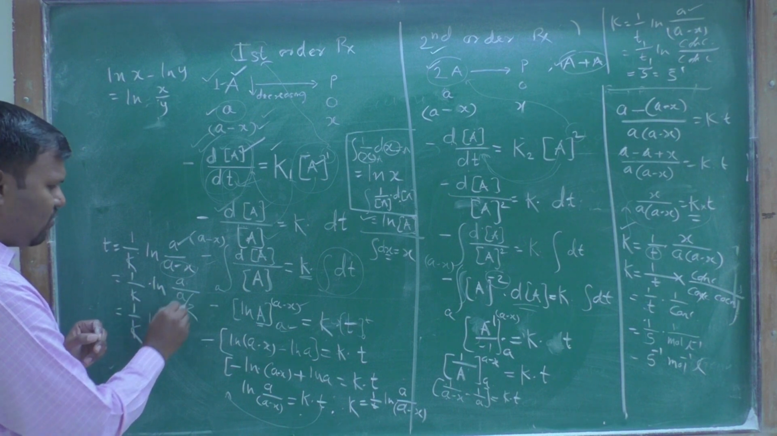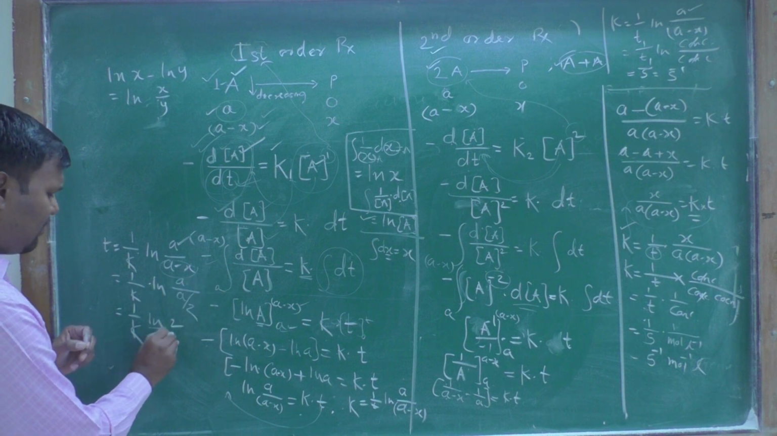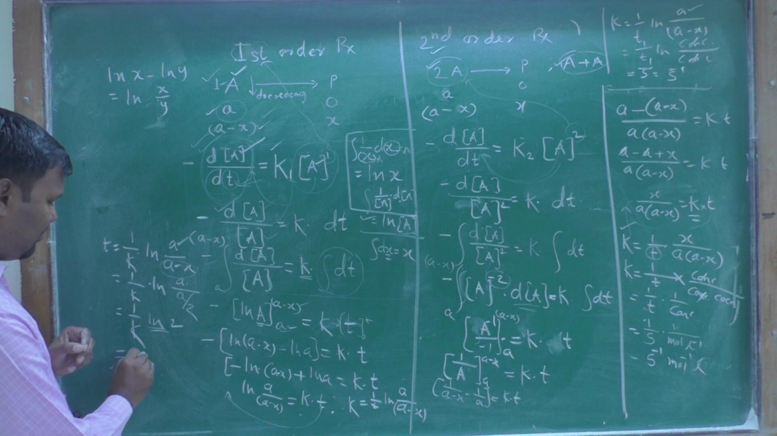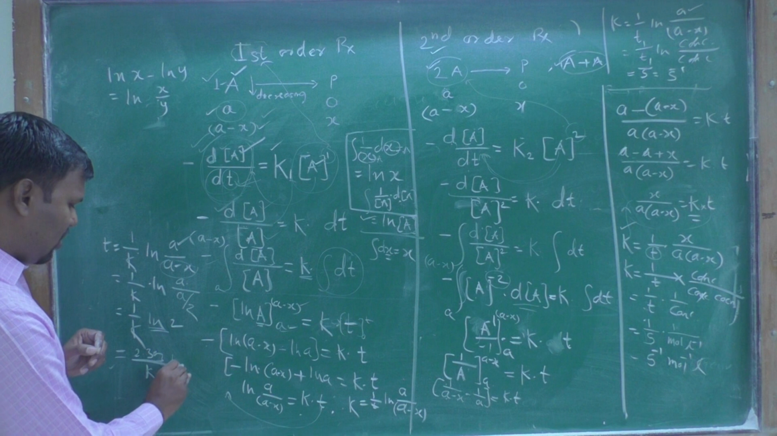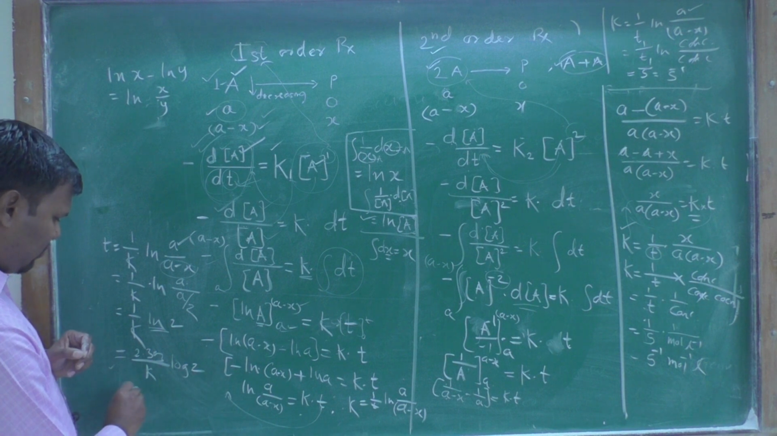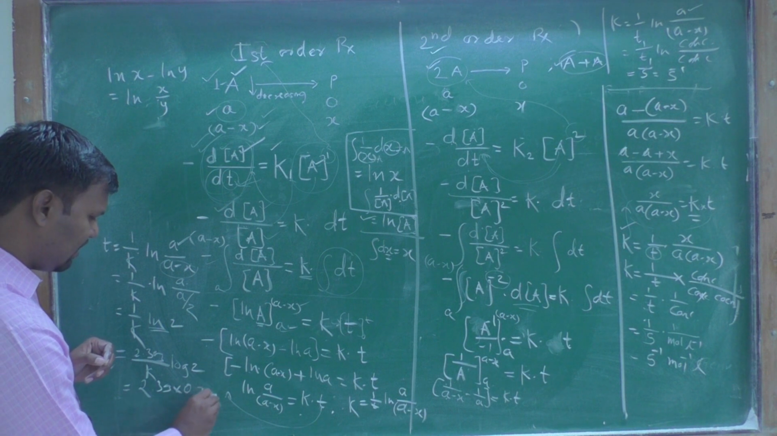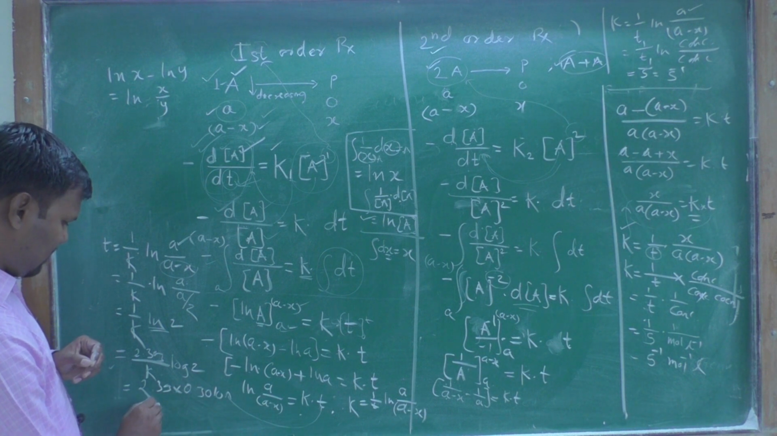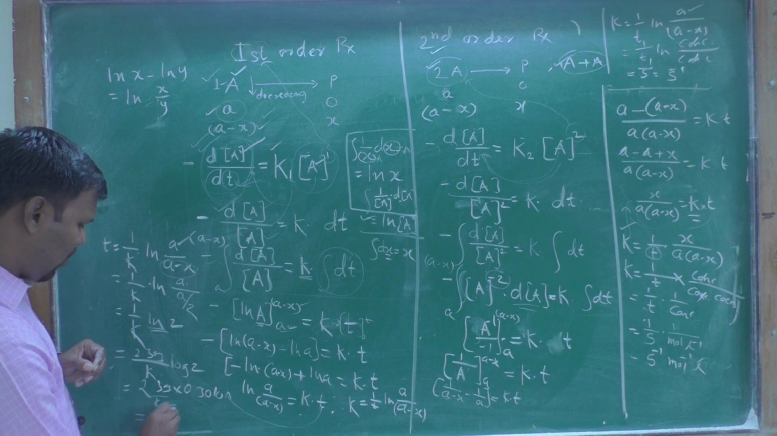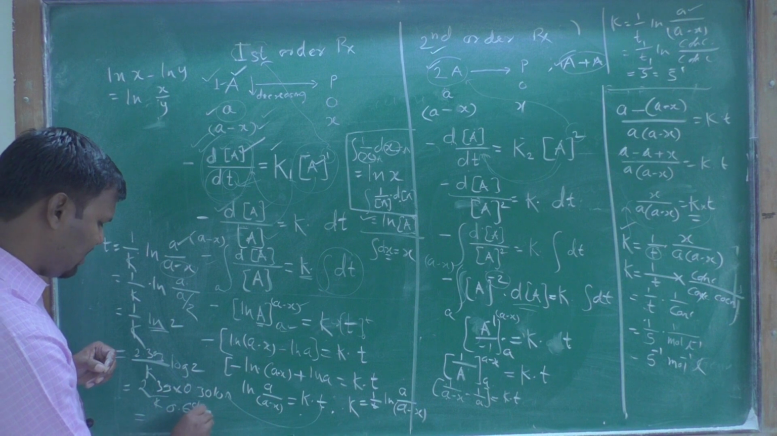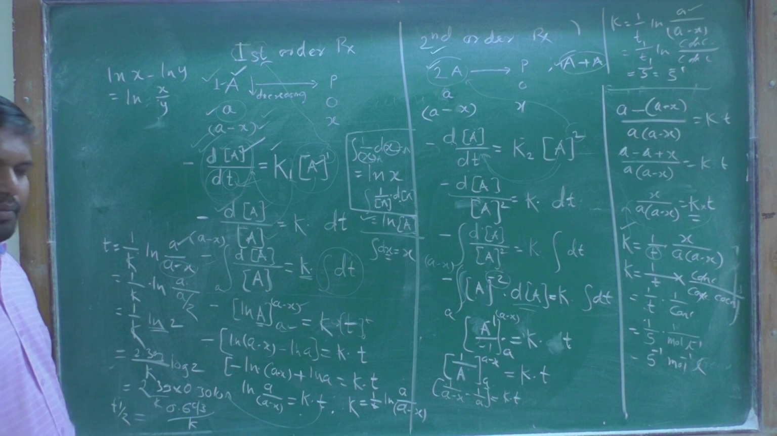ln a cancels and 2 will be moved toward this 2. Therefore if you remove the ln, it can be replaced as 2.303 upon k log 2. Therefore 2.303 log 2, log 2 is equal to 0.3010, and upon k is as it is. Therefore 0.693 upon k is the half life period for the first order reaction.